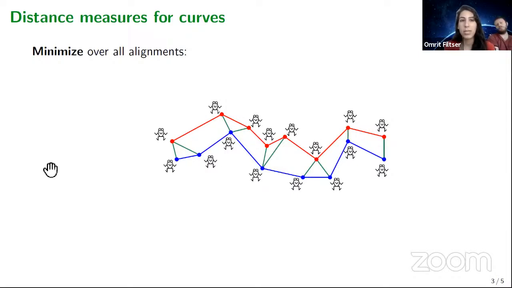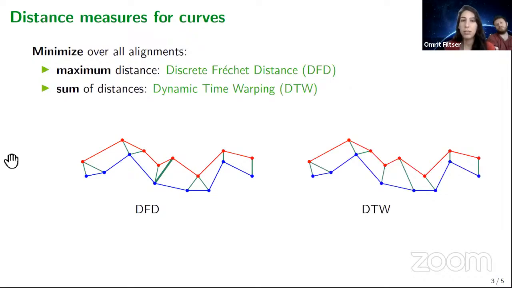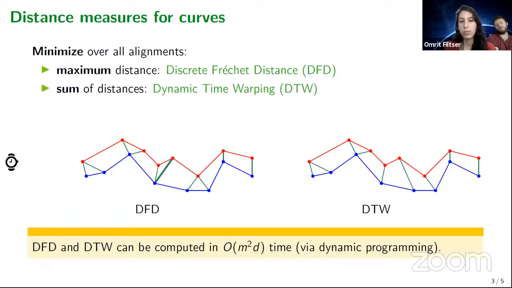If we minimize over all the alignments the maximum distance, we get the discrete Fréchet distance, as Alexander described earlier. And if we minimize the sum of distances, we get dynamic time warping. Both these distances can be computed in quadratic time by a dynamic programming algorithm.